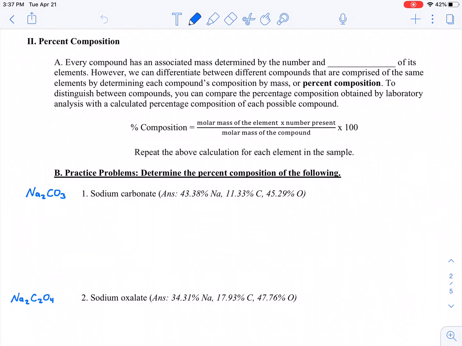Hi everybody, let's talk about percent composition. Now again, you'll definitely want to have a periodic table out whenever we go through these practice problems, and let's start with a little story.